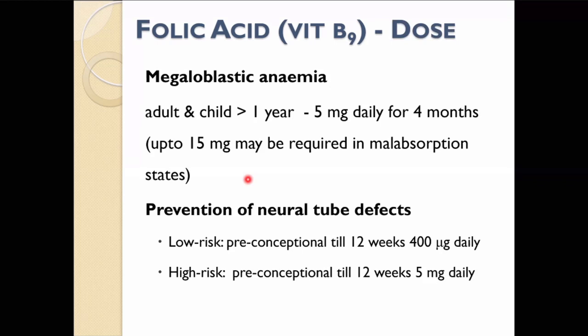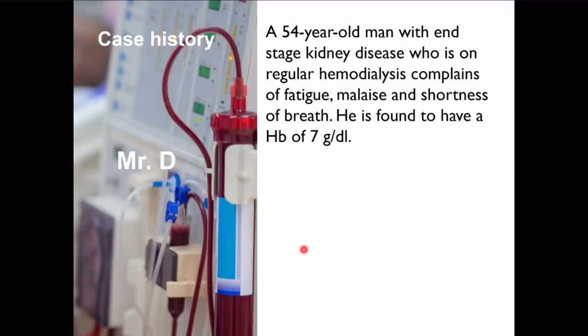So for megaloblastic anemia in adults or children over 1 year, you can give 5 milligrams daily, going up to 15 milligrams if required, especially in malabsorption states. To prevent neural tube defects, if it's a low-risk female, 500 micrograms is enough. But if it's a high-risk female, a person who has other risk factors, you need to give 5 milligrams daily. Okay, so that is all about iron therapy, B12 and folate therapy.